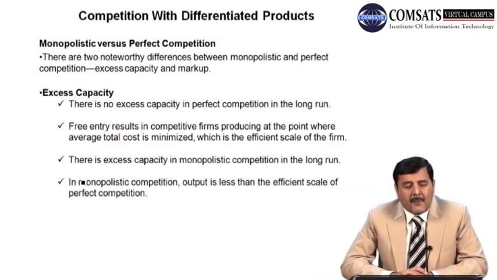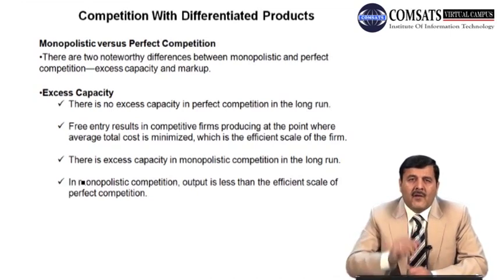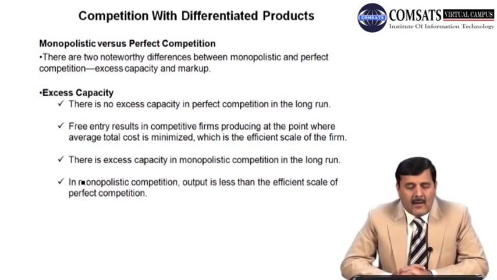Now when we compare monopolistic competition with perfect competition, there are two basically noteworthy differences between monopolistic competition and perfect competition. One, excess capacity, and the other is markup. So on the basis of these two points we can explain the difference between monopolistic competition and perfect competition.